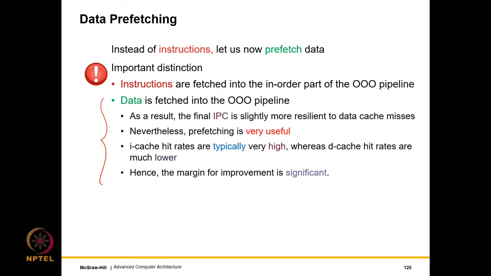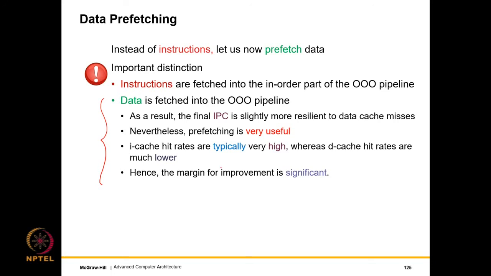So let's say the iCache hit rate you would find to be as high as 90 to 95%, maybe even more than 96, 97, 98%. L1 data cache hit rates will be in the 80 to 90% range, right? The local hit rates. And the local hit rates of the L2 cache might be in the 50, 60, 70% range. So the margin for improvement is significant, right? So the iCache improvement was more like a low margin business, but this is like a high margin business where we can do a lot to improve the hit rate.